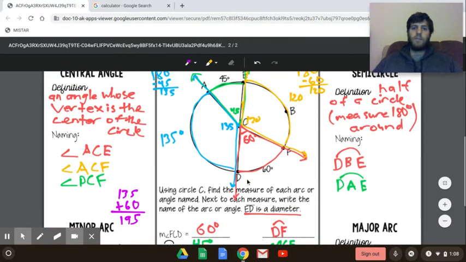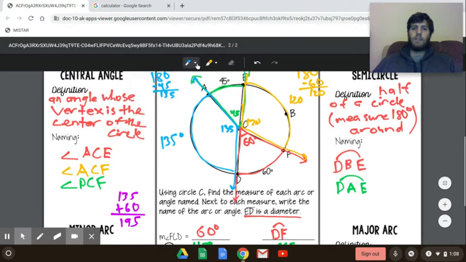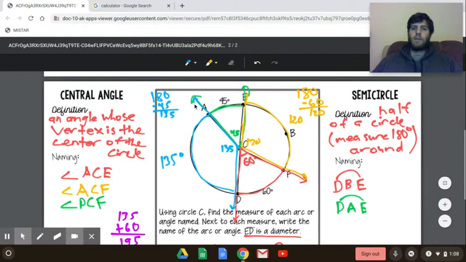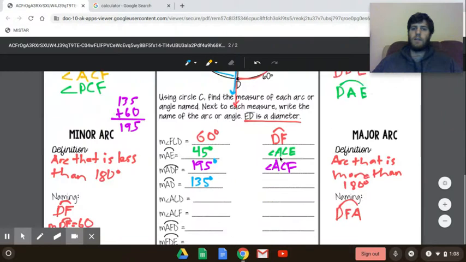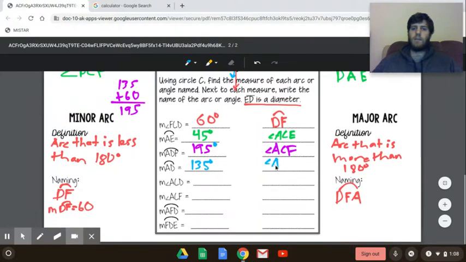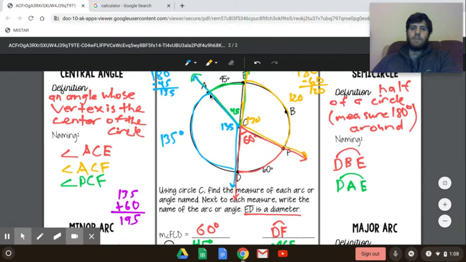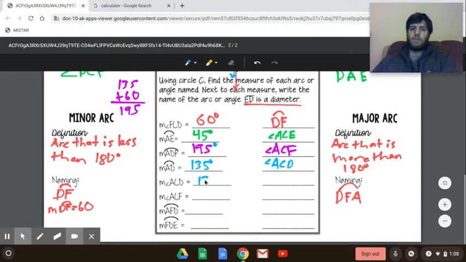Okay. Measure of AD, we've already filled that one in. So arc AD, minor arc AD is 135 degrees. Okay. So the central angle there is angle ACD. The measure of angle ACD, we already have. That's 135 degrees. And we just said the arc associated with angle ACD is arc AD.